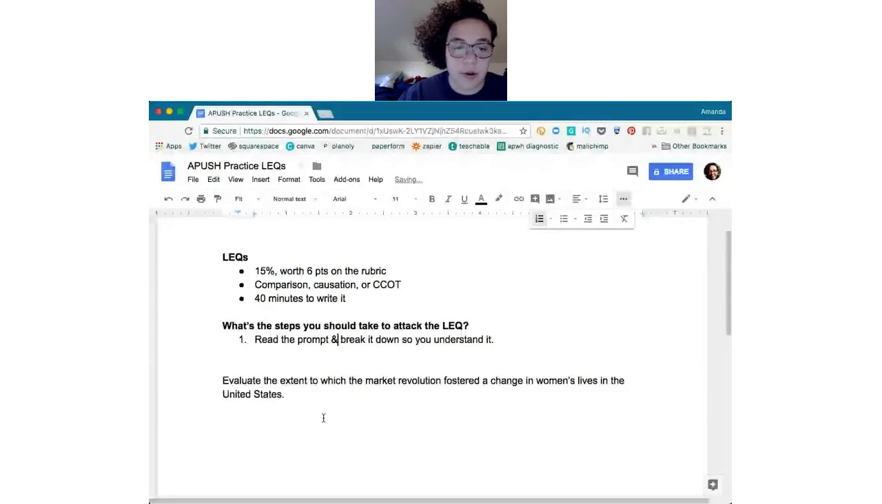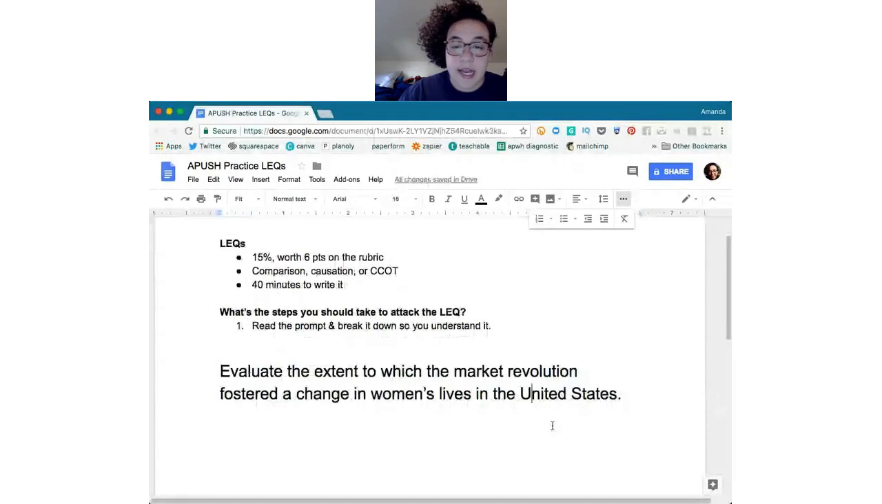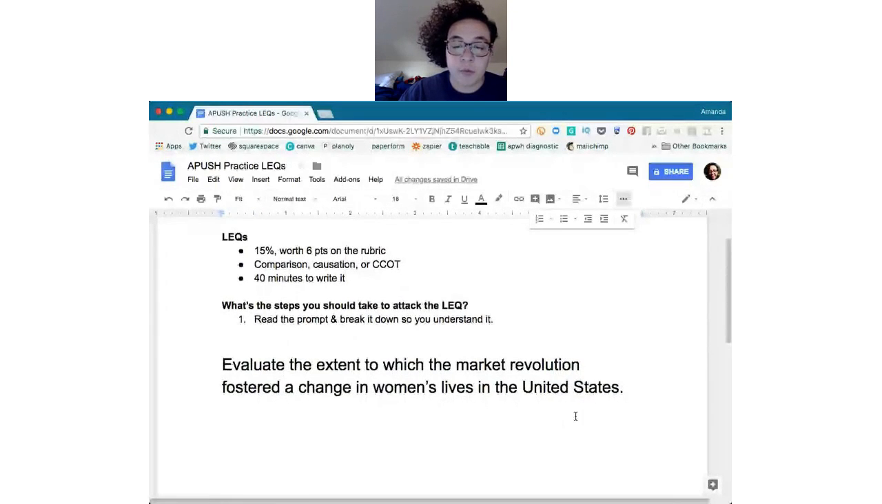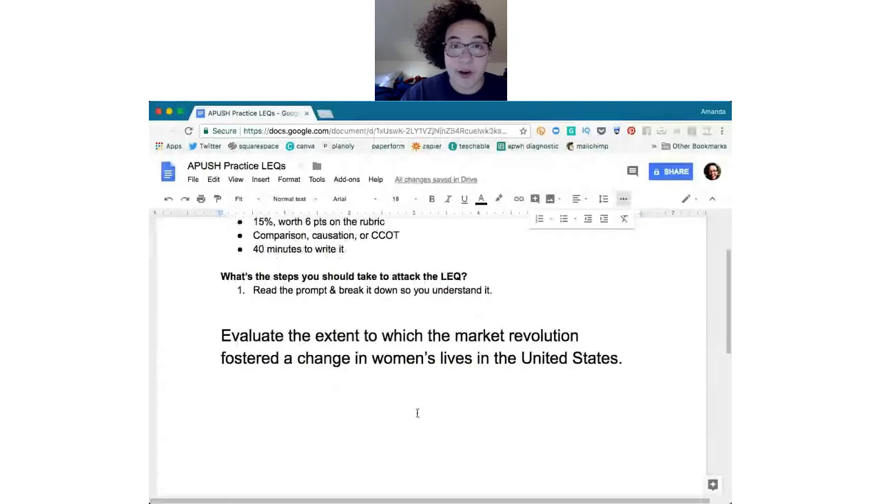So let's do that with this one. Here's the prompt we're going to use. Evaluate the extent to which the market revolution fostered a change in women's lives in the United States. So you have to be really clear on what it's asking you. First, you're really looking for that keyword that's telling you which skill they want you to write about, right? And you guys already picked up on that. In this case, it says change. So we know that it's asking about change, right? We know that you're about to write a CCOT essay.